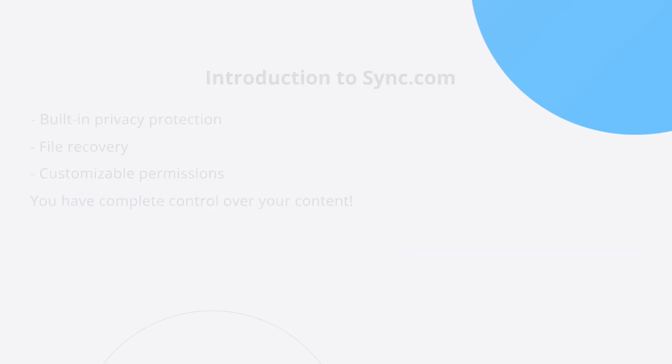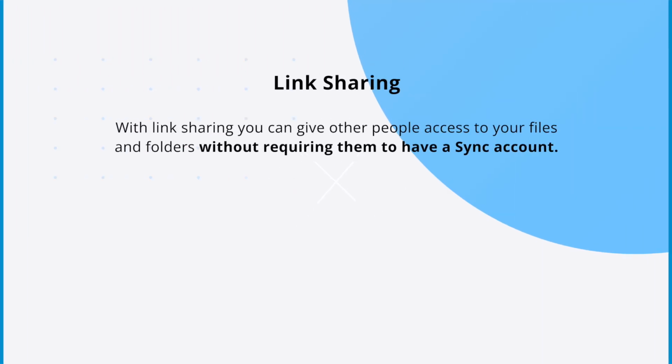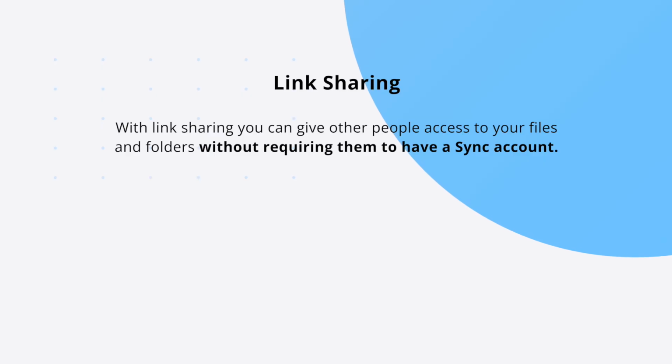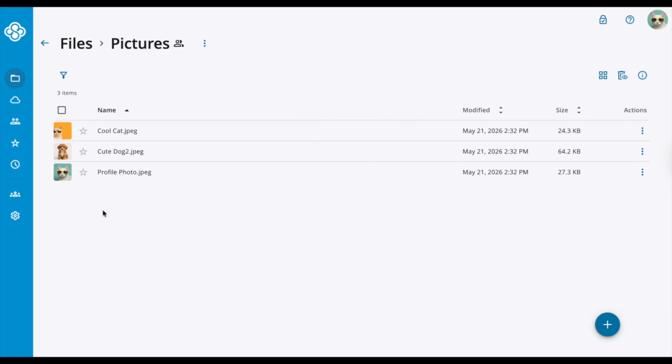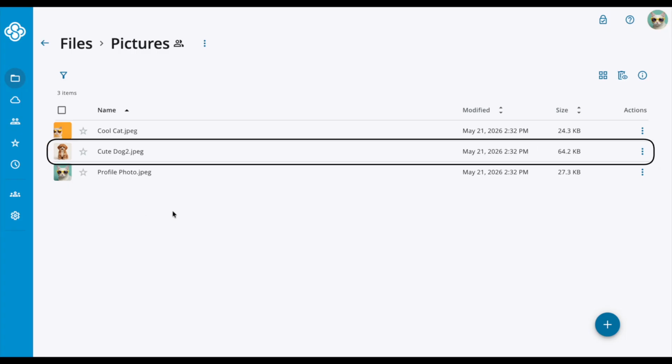So let's get started. With link sharing, you can give other people access to your files and folders without requiring them to have a Sync account. This makes it perfect for when you want to give someone quick access to a file. To get started, sign into your Sync account and locate the file or folder you want to share. As an example, we'll share this photo.